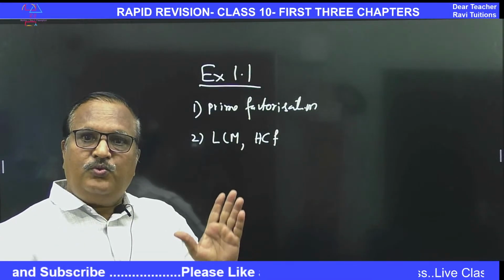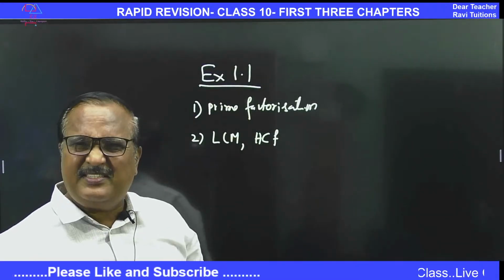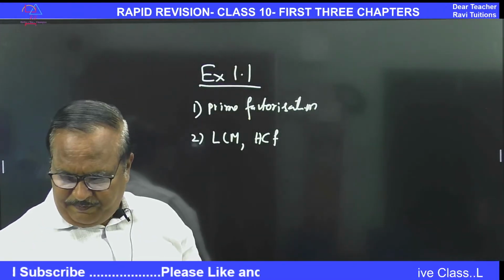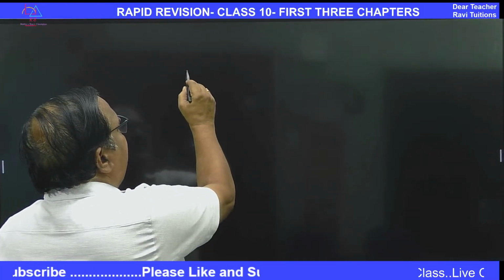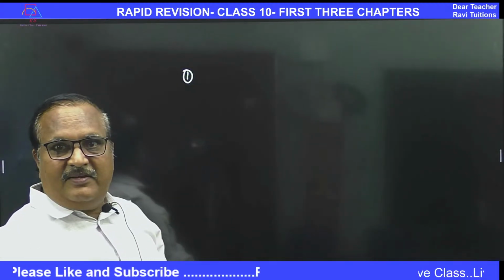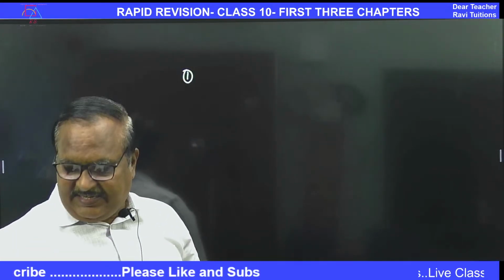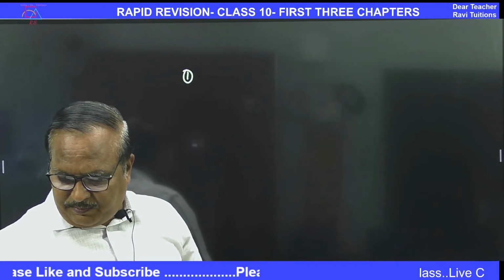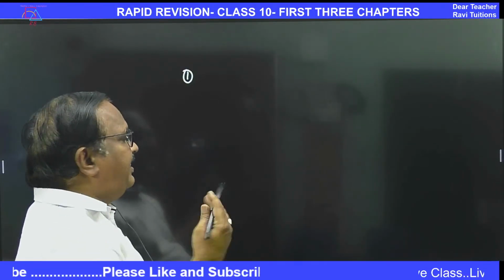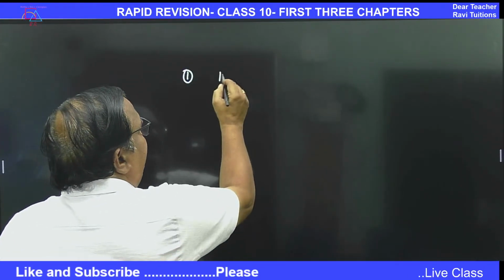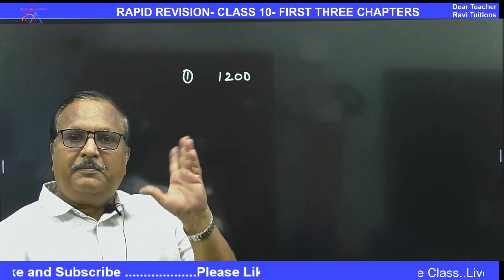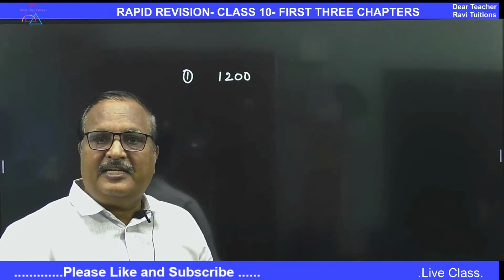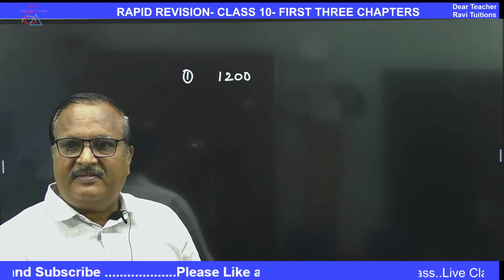So let me do all 7 sums one by one, fast. Let me do the first question. The first question of Exercise 1.1: express as a product of prime factors. I will take my own question. Let me take 1200. We will express 1200 as a product of prime factors, right?